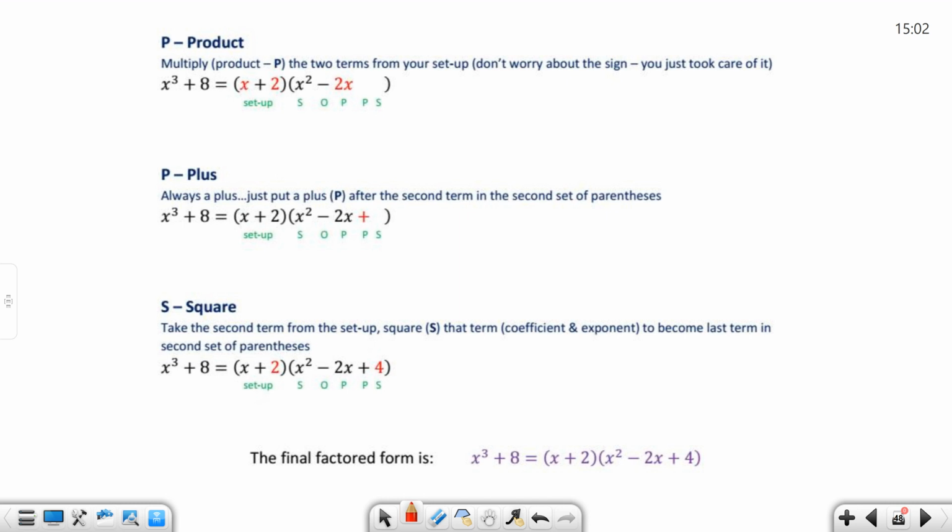SOPPS works whether you have the sum of 2 cubes or whether you have a difference here. You might have a minus there of 2 cubes. It still works. Because of that opposite sign business, SOPPS, S-O-P-P-S, works for both plus and minus.